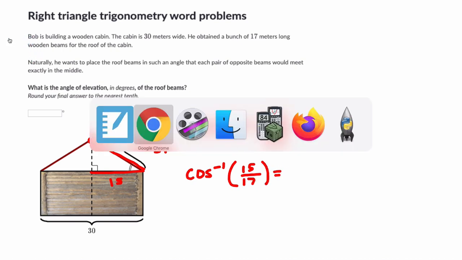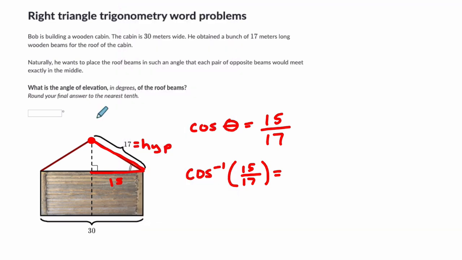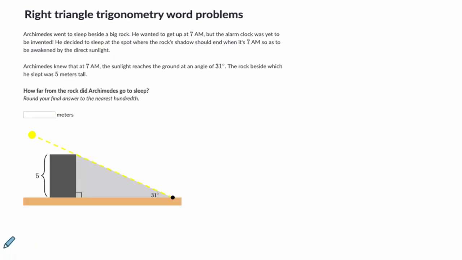To do that, we go to our calculator and we type in second cosine 15 divided by 17, and we get 28.07. To the nearest tenth, though, it's 28.1. So it's 28.1 degrees, and that's the answer. Next one. Okay, oh boy.